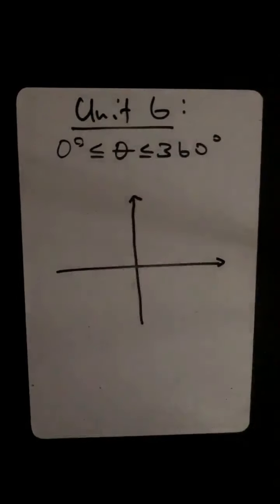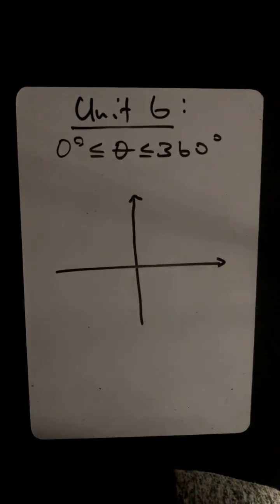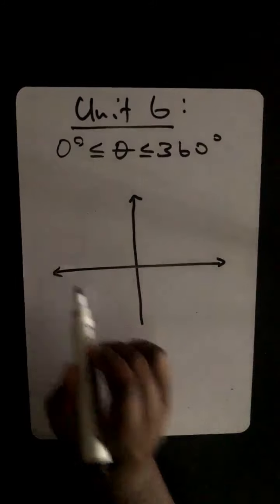So, guys, without any waste of time, in today's lesson, we'll be looking at unit number 6. Under unit number 6, we are extending ratios to angles between 0 degrees and 360 degrees. I hope everyone remembers that we've got this thing. I'm just going to ask you a question: what is this thing, guys?